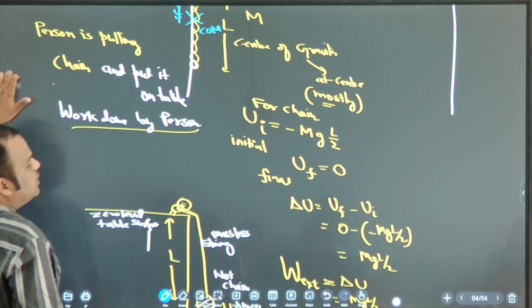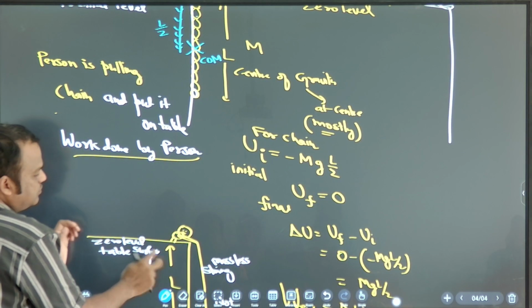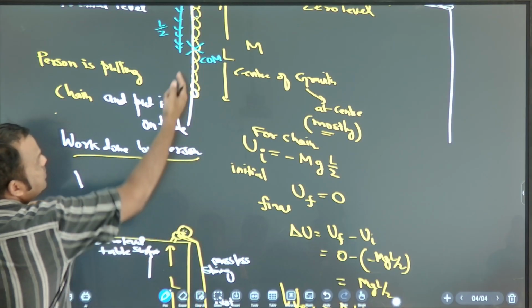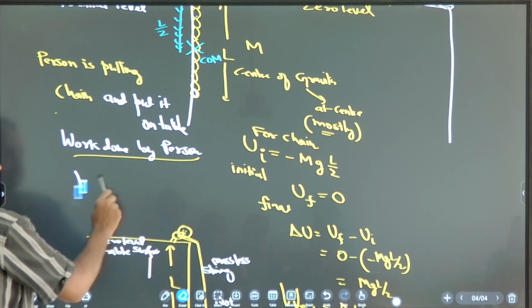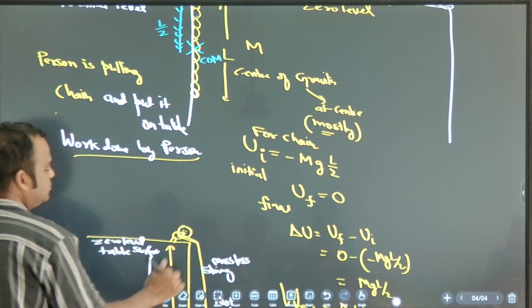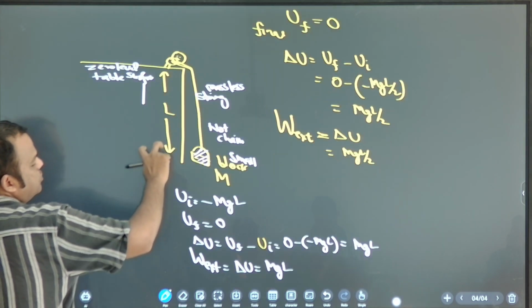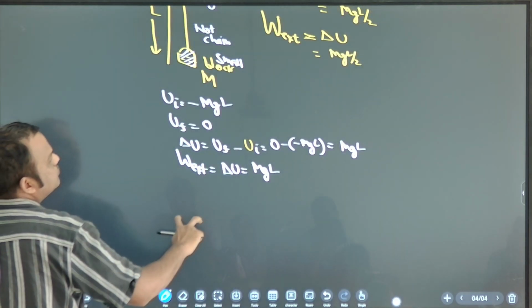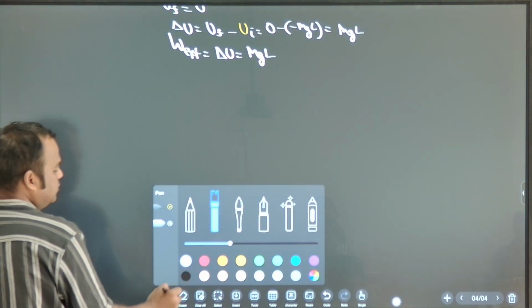So MGL by 2. So what is easy to do, the block or the chain? Where is the work done less? Chain. Work done is less. Okay, clear. Now you solve this next. Now part of the chain is there, not the whole chain.